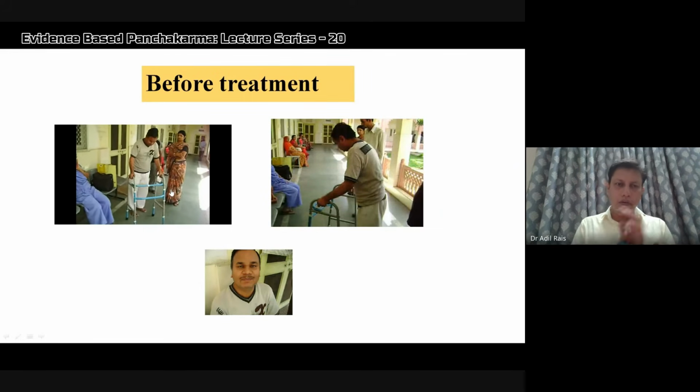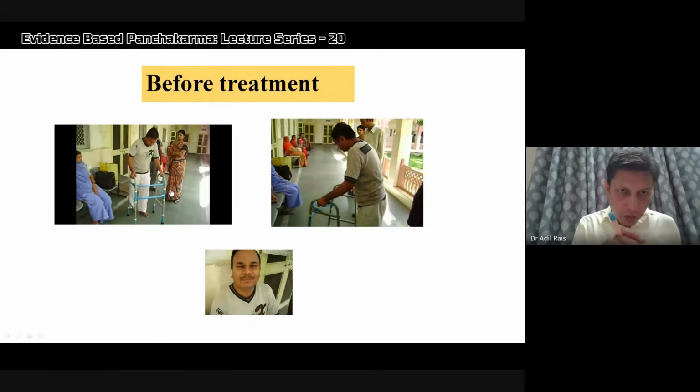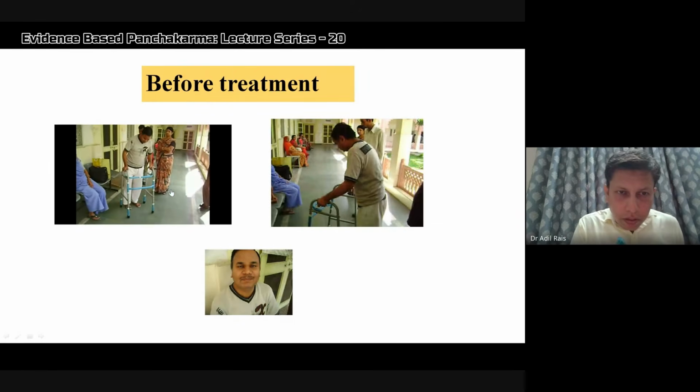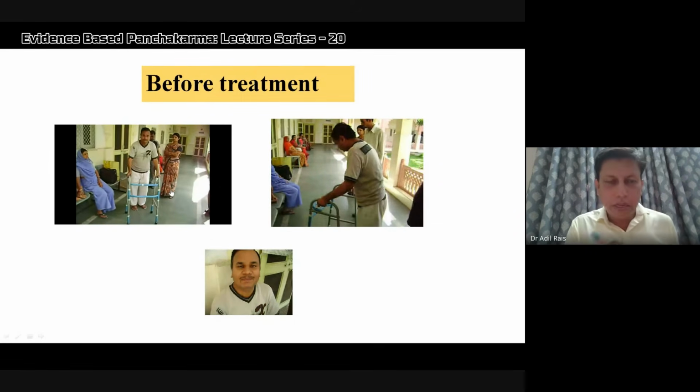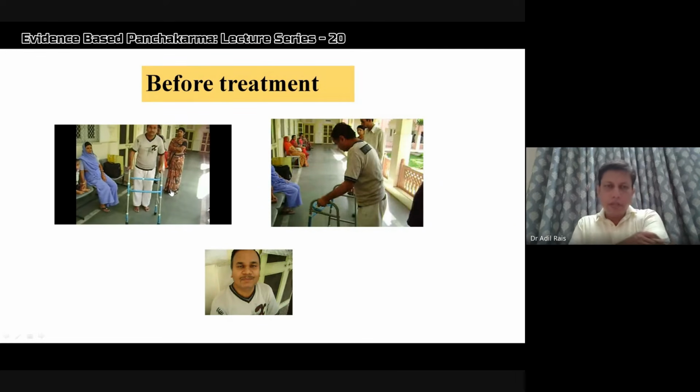You can see in this particular video, the distal muscles are affected, but the proximal muscles, you can see this particular region, are still intact.